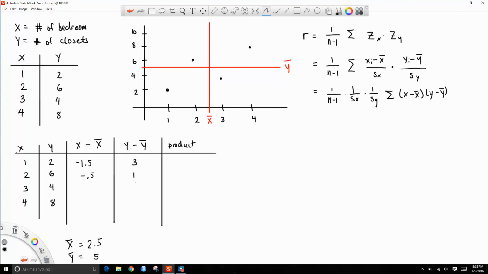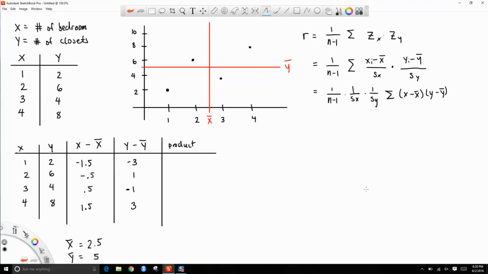Okay, and over here at 3, we are half a point above x bar, and we are 1 point below the mean for y. So I got 0.5 and -1. And then over here at 4, I am 1.5 above. 4 minus 2.5 is 1.5, and 8 minus 5, I am 3 above. Oh, it should be -3. You are absolutely correct.